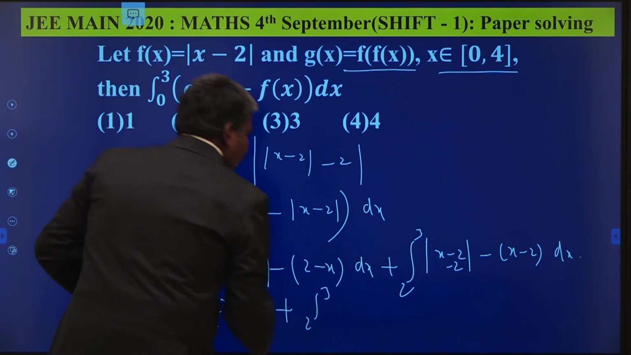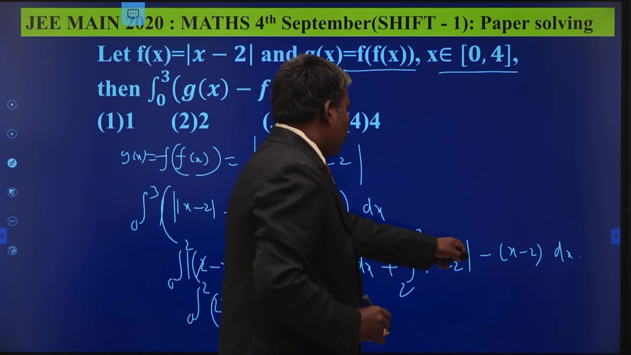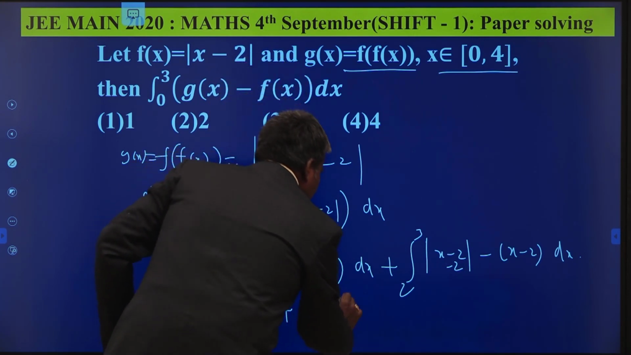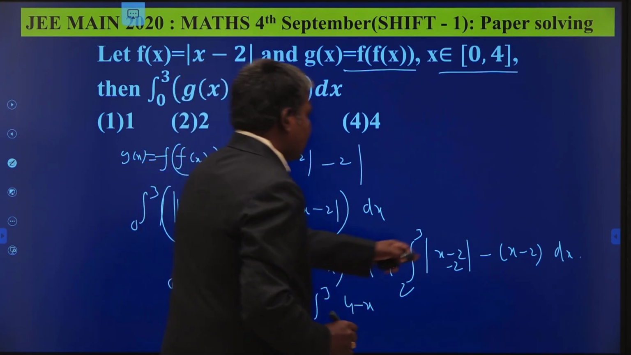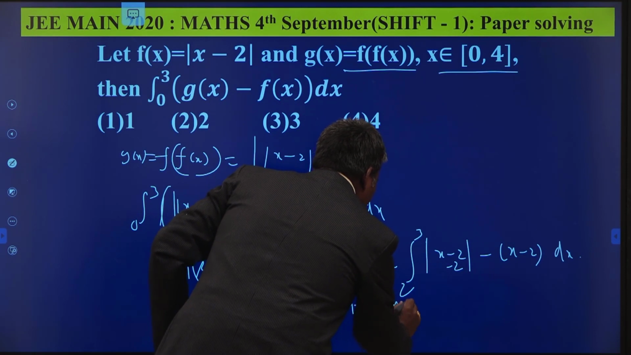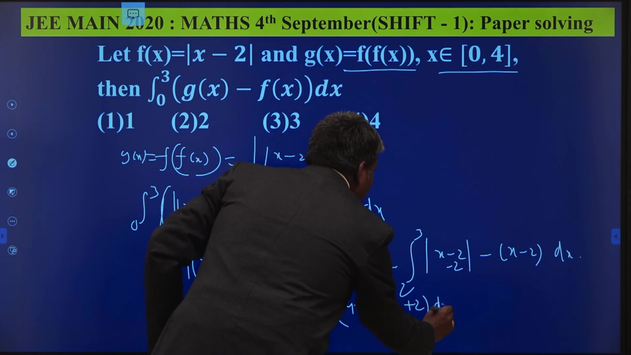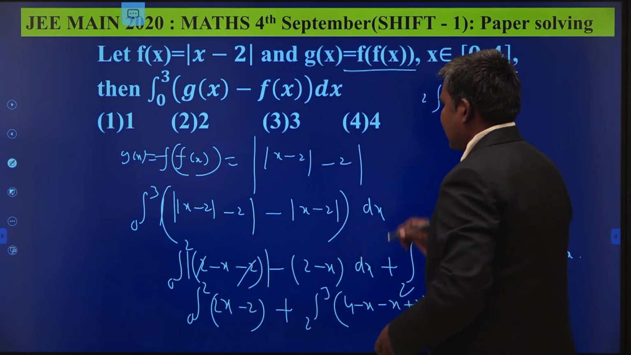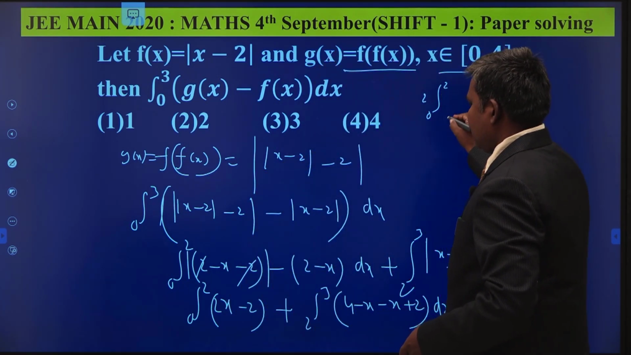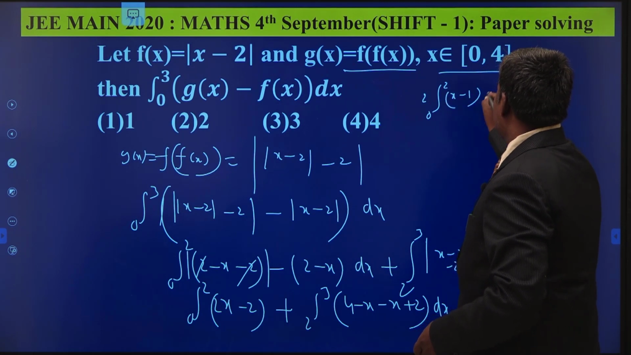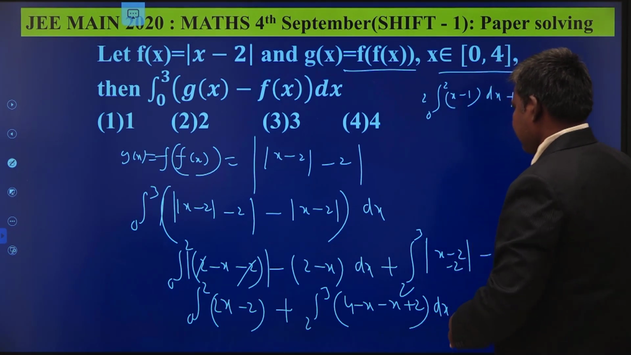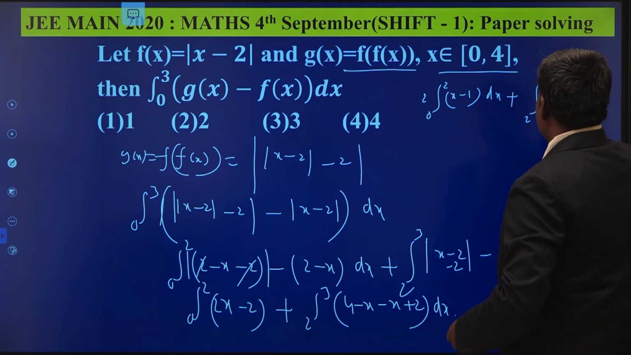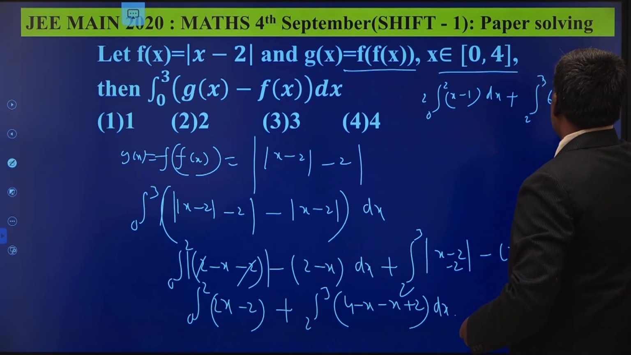Plus integral 2 to 3 modulus of x minus 4. In interval 2 to 3, mod x minus 4 is nothing but 4 minus x. 4 minus x plus 2, of dx. So it is easy to calculate now. 2 times integral 0 to 2 of x minus 1 dx plus 6 minus 2x, 2 to 3, 6 minus 2x dx.